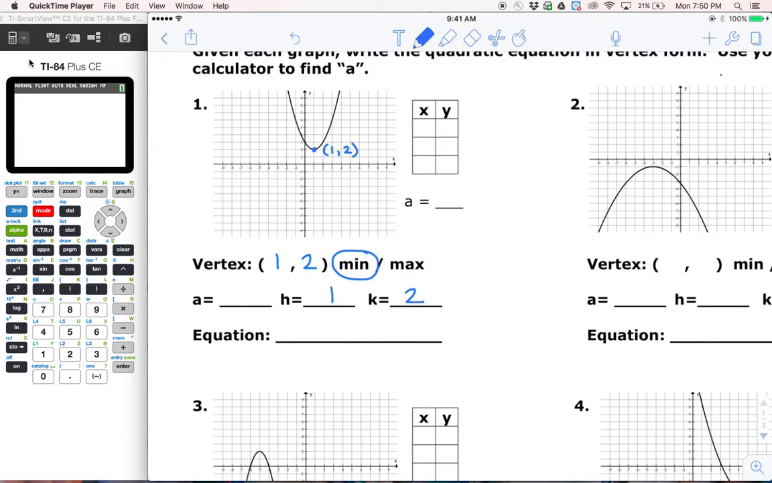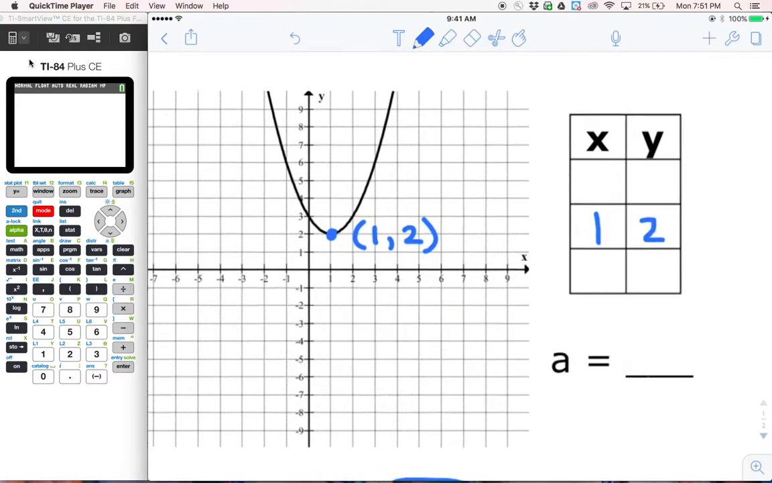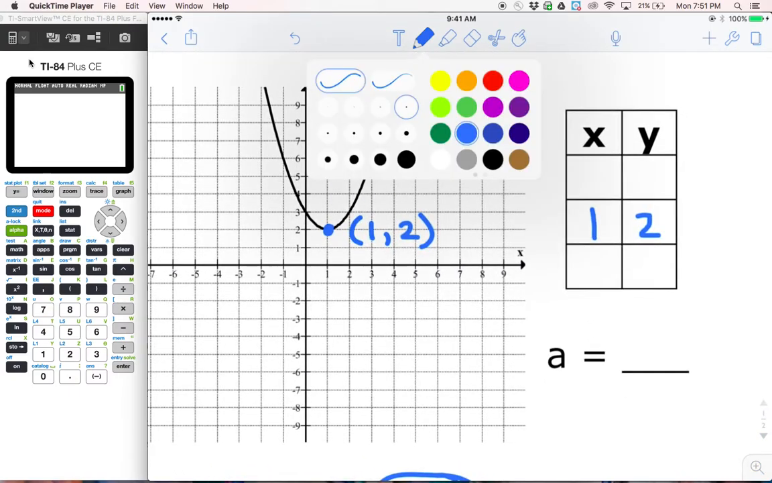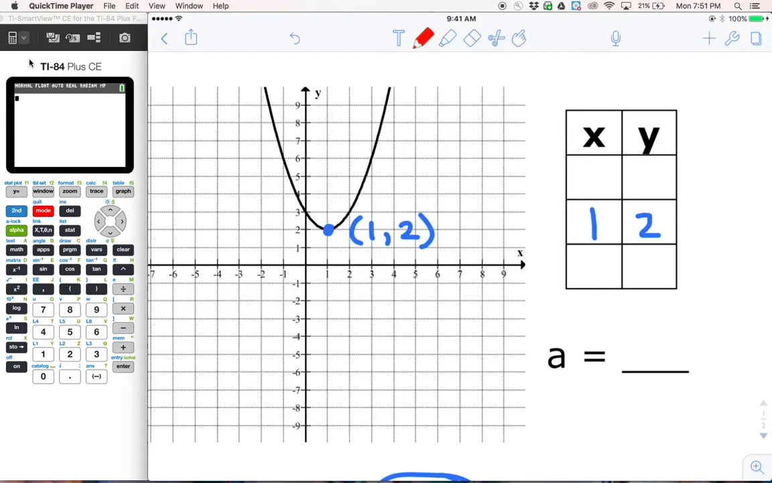In order to find a, you really want to use stat edit. You can do it by hand, but you've got to plug things in, and it just kind of takes a lot of steps. So since you guys are so good at stat edit, that's kind of what we're going to do. Always go ahead and put your vertex point in the center of your table. Always do this, because if you're going to make stat edit work on your calculator, you need the vertex and you need 2 really good points on either side of the vertex. Okay, that's crucial. So this point over here I'm going to use is 0, 3, and this point on the right is 2, 3.